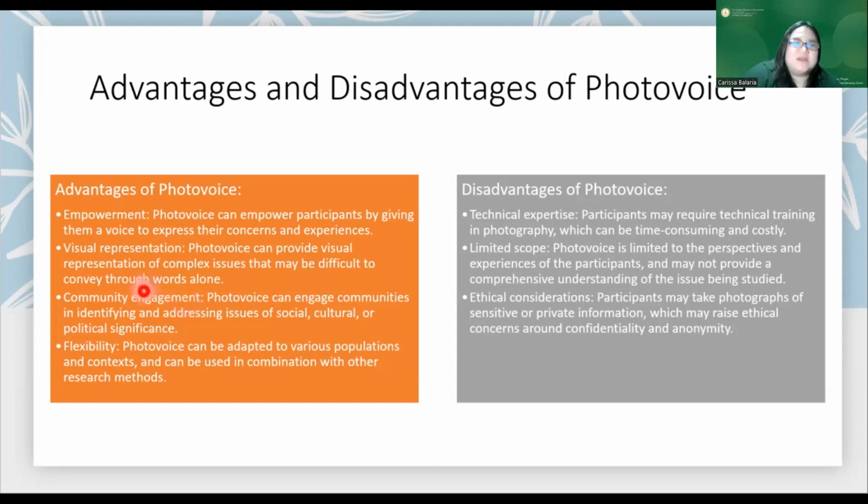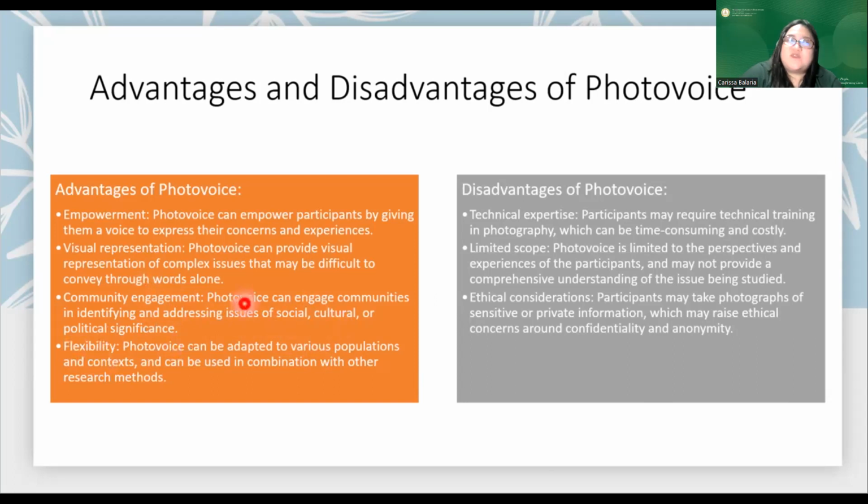Okay. So, usually, you use photo voice if you want to address issues of social, cultural, or political significance. Usually politics. But sa nursing, ayan, social, cultural. We can do that. It's flexible.